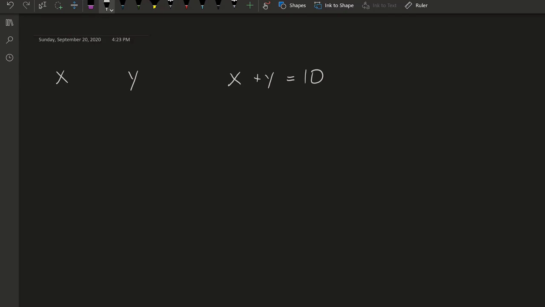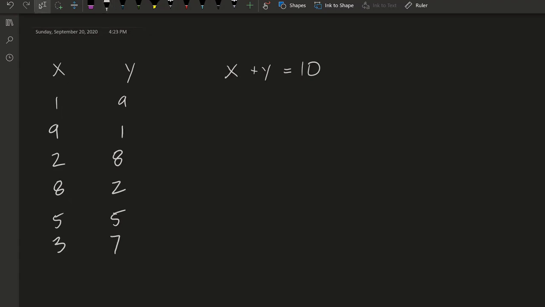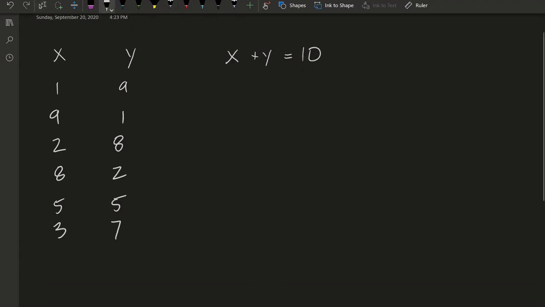Now you might have some guesses, but you can't really say with confidence what two numbers I'm thinking of, because it's possible that x could be 1 and y could be 9. But it's also possible that x could be 9 and y could be 1. Or x is 2 and 8, or 8 and 2, or 5 and 5, or 3 and 7. Or if we want to get even more tricky about it, what if it's 9.9 and 0.1? Or what if it's negative 30 and positive 40? And how long could we keep doing this? Literally infinitely. We could sit here for the rest of our lives, our children's lives, and our grandchildren's lives, just thinking of numbers that add up to 10.